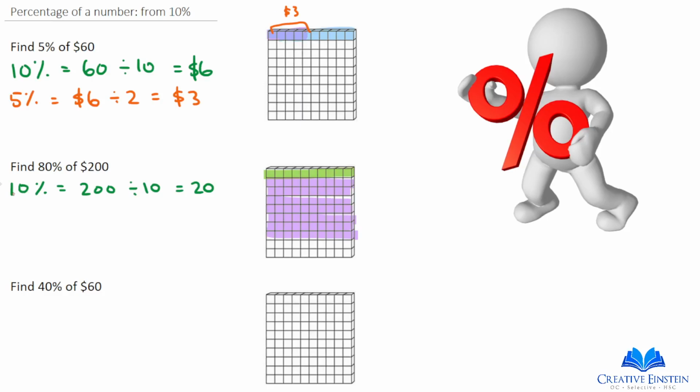So we know that 80% is 8 times bigger than 10%. So it's going to be 10%, which is 20, times 8, which is $160.